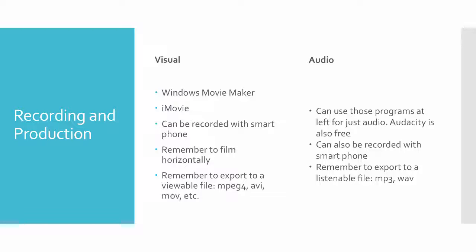And so usually you go to File and Export, and then you choose one of the viewable file formats. That could be MPEG-4, AVI, movie, et cetera. Just as a test, make sure that you export in one of those formats and then maybe send it to a buddy that doesn't have Windows Movie Maker or iMovie or whatever the case may be and see if they can open it.